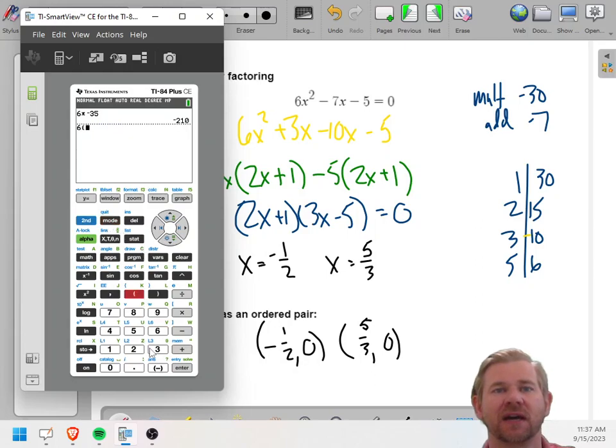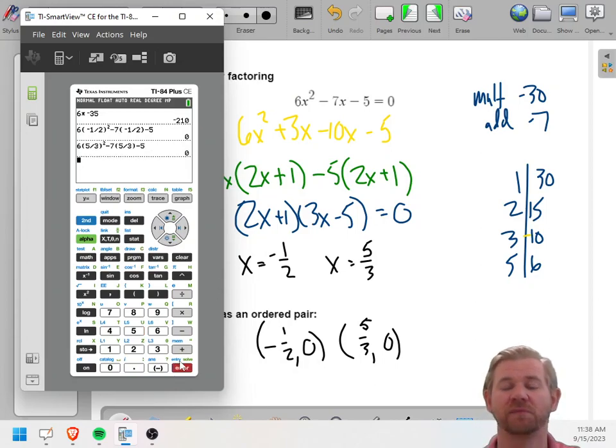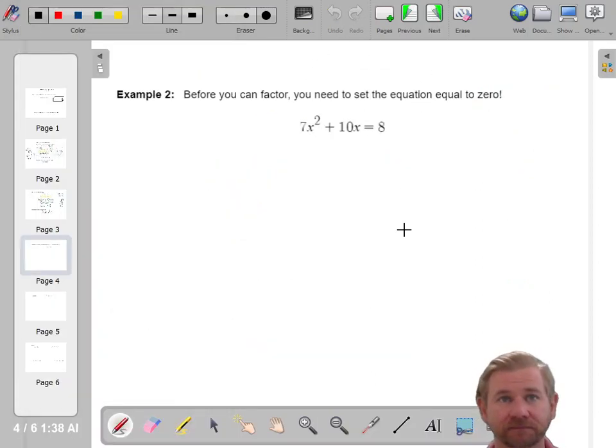If I do 6 times negative 1/2 squared minus 7 times negative 1/2 minus 5, if I plug in negative 1/2, I should get 0. I got 0. If I plug in 5/3, minus 7 times 5/3 minus 5. If I plug in 5/3, guess what I'll get? 0. Okay, so I found both of the zeros, or solutions. Sometimes we say roots. Depends on what the context is.